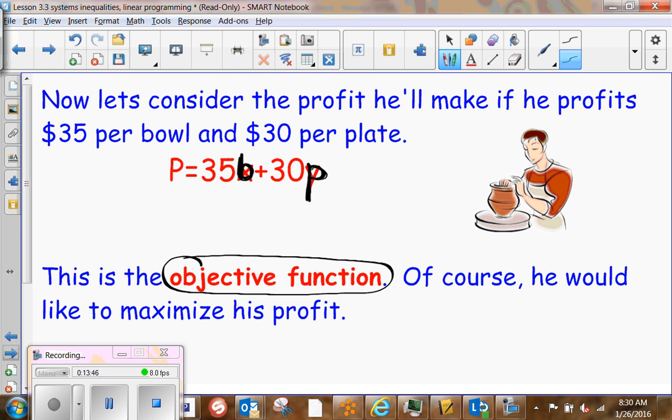All right, then this is considered an objective function. What is your objective? What is your goal? The goal is to make your profit as big as possible. So they want this P here. I make $35 per bowl plus $30 per plate. And that will be my objective, to maximize profit.